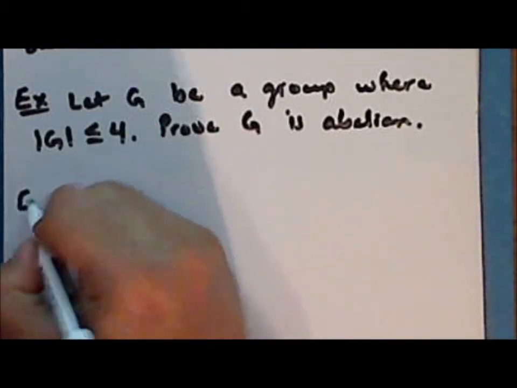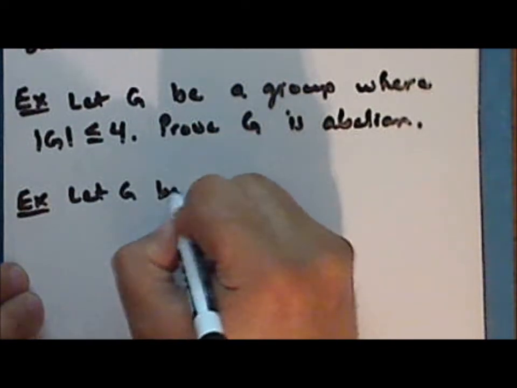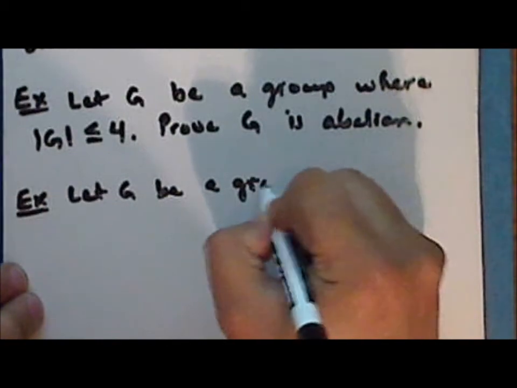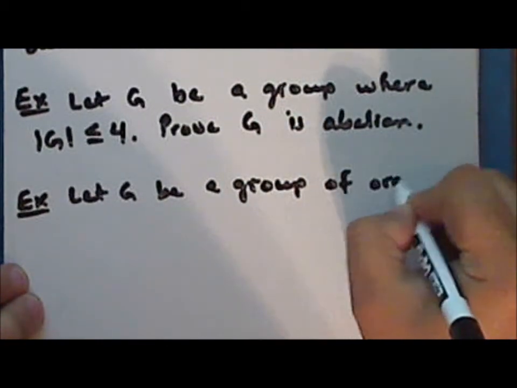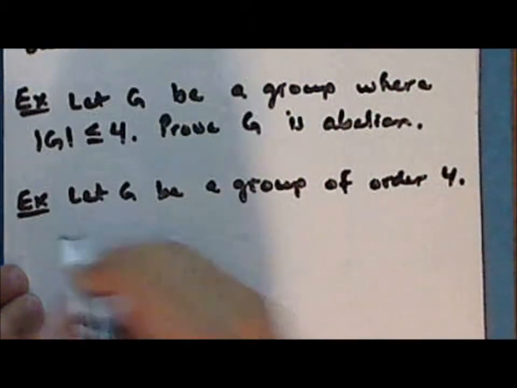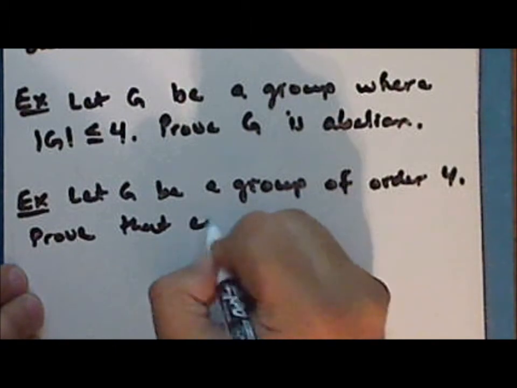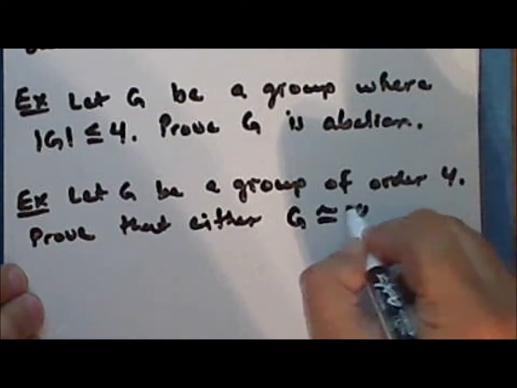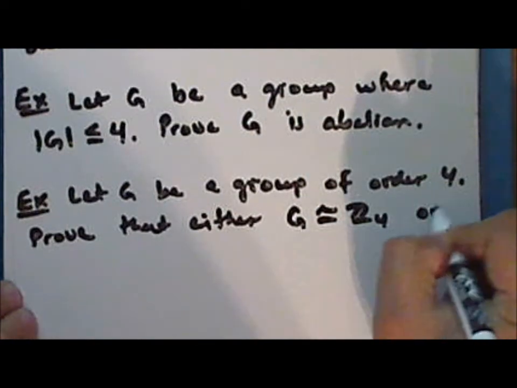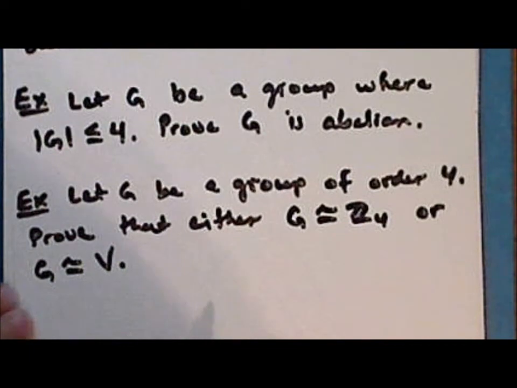And as a third exercise, let G be a group of order 4. Prove that either G is isomorphic to the integers modulo 4, or G is isomorphic to the Klein four-group.